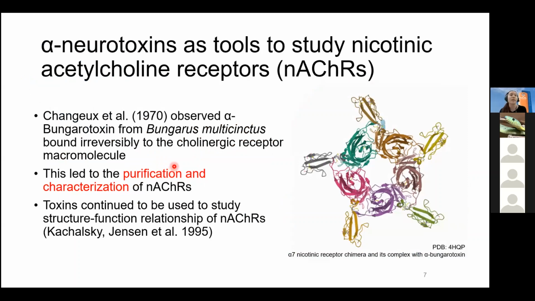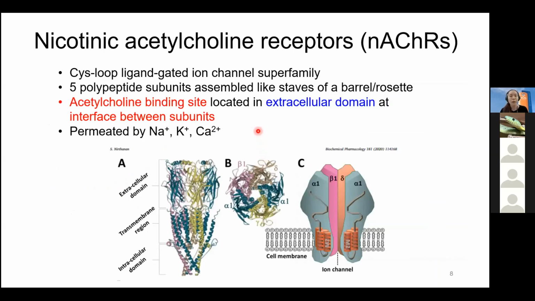So why are these alpha neurotoxins so important? Because they have been used as tools to study the nicotinic acetylcholine receptors. In 1970, Chang and his colleagues observed that alpha-bungarotoxin from Bungarus multicinctus, the many-banded krait, bound irreversibly to the then uncharacterized cholinergic receptor. This led to the purification and eventual characterization of these nicotinic acetylcholine receptors. In the decades that have followed, toxins have continued to be used to study the structure-function relationship of these receptors. So, more about these receptors.